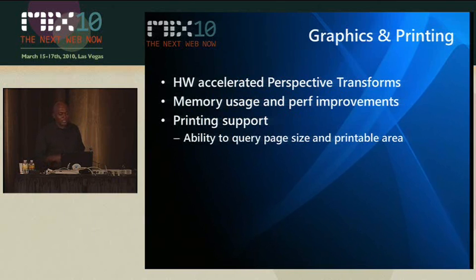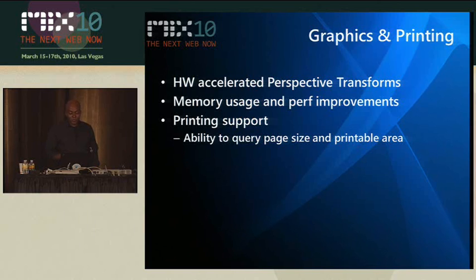In graphics and printing, we actually promoted perspective transforms to the other image manipulation transforms: rotate, skew, resize. And so now you get hardware acceleration for perspective transforms as well. That's a big feature for many people. We saw apps today that are doing some great things with hardware acceleration that otherwise wouldn't be possible running in software only and not tapping into the GPU.